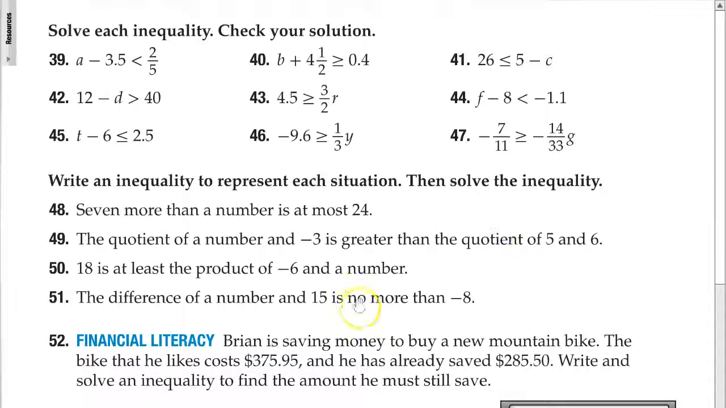And then for 40 through 46, where they're all just kind of broken up evenly. 40, you'll subtract 4.5, so don't have to worry about that. 42 is a tricky one. You have to subtract the 12 first, then you'll have the negative d, then you divide both sides by negative 1, and that gets flipped. 44, you add an 8, not a problem. 46, you multiply by 3, because you're dividing by a third, not a problem there either.